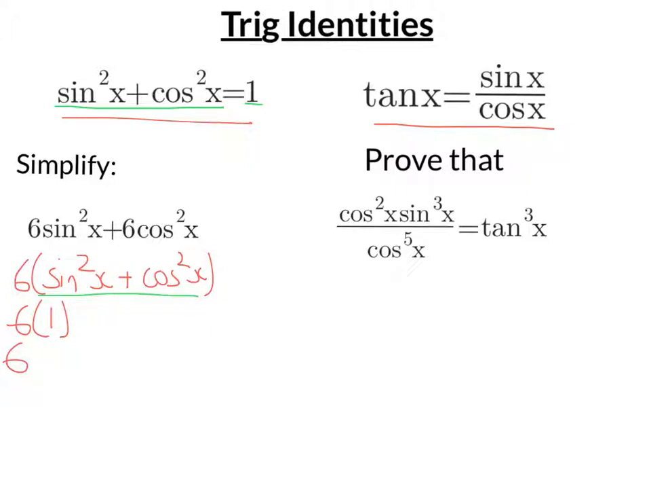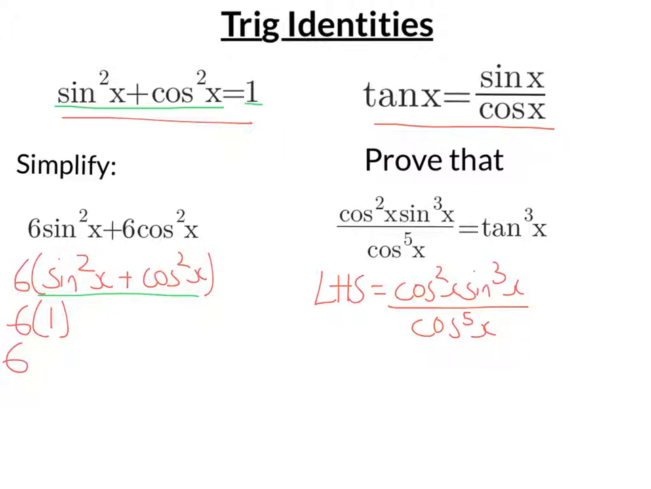Let's look at the right example. So I've got to prove that the left-hand side equals the right-hand side. So what I'm going to do, I'm going to write out the left-hand side. So that's cos squared x sine cubed x all over cos to the 5x. And I'm going to do some cancelling, simplifying, and using a trig identity, hopefully end up with the right-hand side.